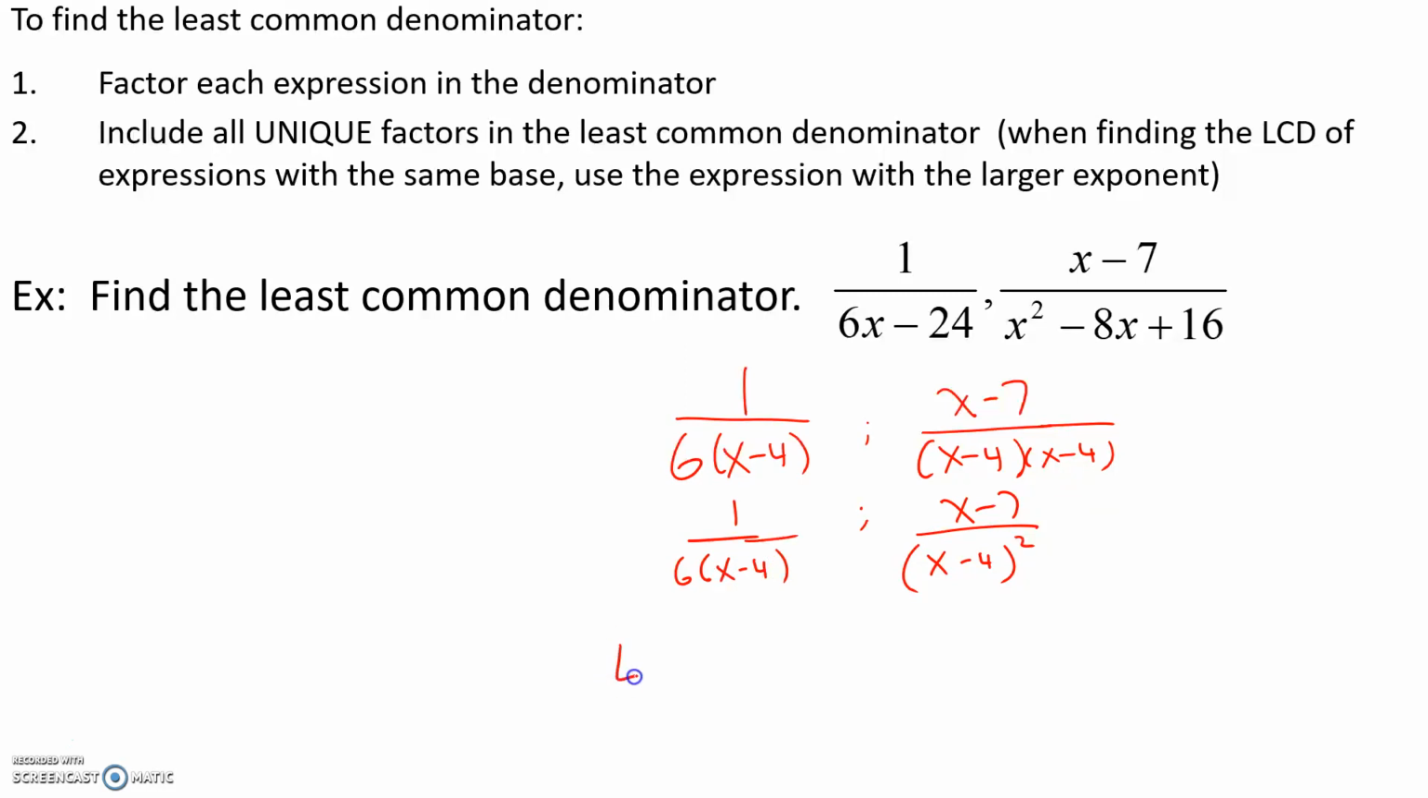Okay, now the LCD has to include all the unique factors from the denominators. So 6 is going to go in the LCD, the x minus 4 will go in the LCD. All right, now here's what happens when you get to the x minus 4 squared. Remember from our first example, when you have the same base, we always take the higher exponent. In other words, this x minus 4 is in the LCD, but the second one is not. So when you have x minus 4 to the second power, we need to take the base with the higher exponent. So our LCD is going to be 6 times the quantity x minus 4 to the second power.